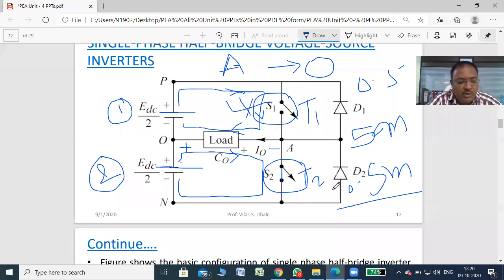One most important thing should be remembered: the on time of S1 and S2 should be the same, so that you will get a proper square wave. Otherwise, you will get a different kind of waveform.